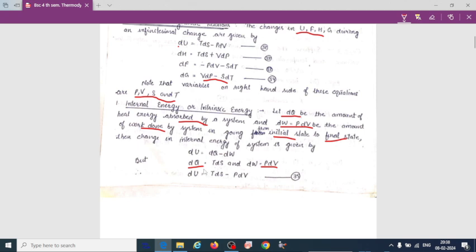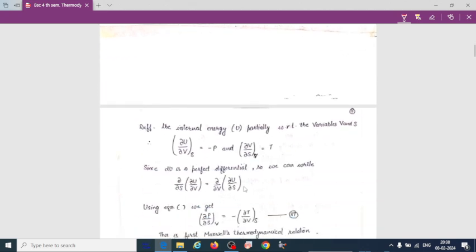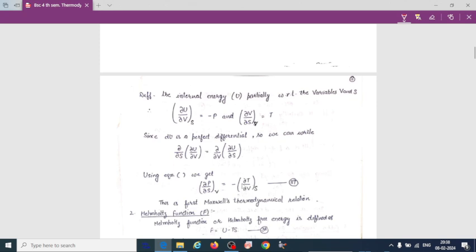Here dQ is equal to T dS and dW is P dV, for the amount of heat absorbed and work done. The difference between these is the internal energy. So dQ you can replace with T dS, and dW, the work done, is pressure times the differential of volume. So now the differential of internal energy U is with respect to the variables volume and entropy.